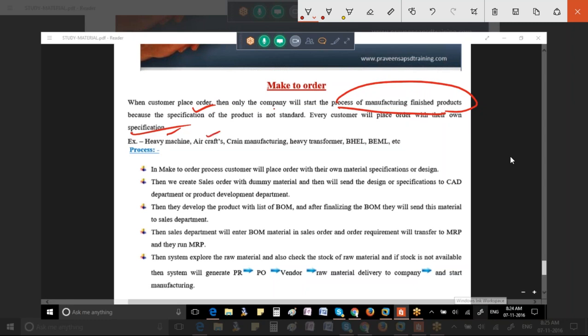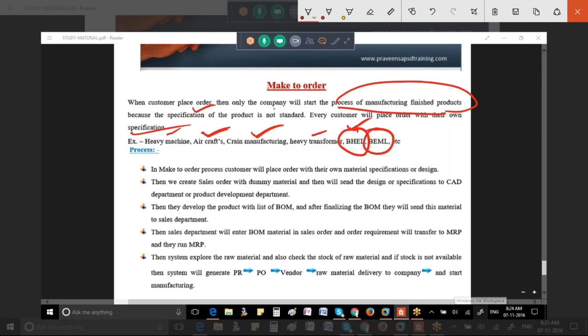If Jet Airways orders a flight from Boeing, they will order it with their own customization and interiors. If Etihad orders, they will go with their own interiors. Then cranes: every company has its own lifting capacity of cranes, and likewise transformers. Example companies are BHEL and BEML. These companies manufacture make to order products. Rolls Royce as well.